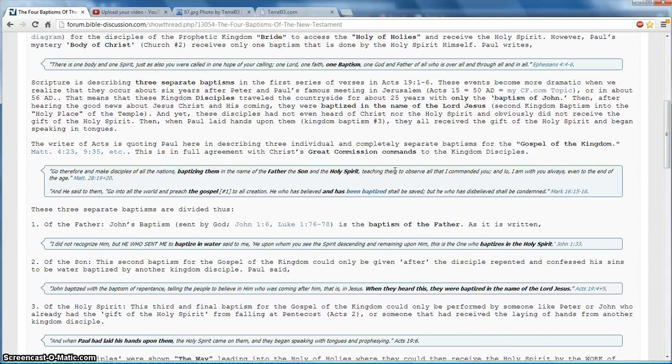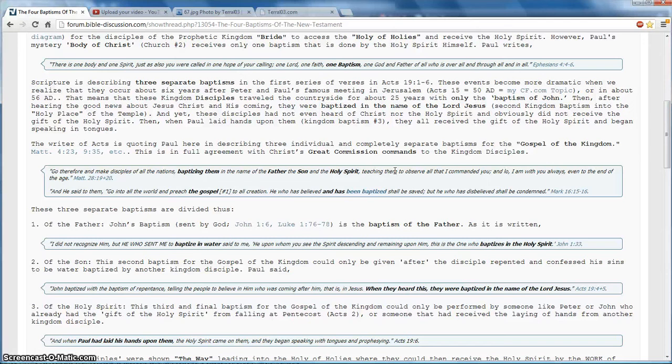See, the Spirit of the Father is reaching across with the water, two witnesses holding hands. Jesus Christ stands underneath that holding of the hands. He says, "I did not recognize him, but he who sent me to baptize in water said to me, 'He upon whom you see the Spirit descending and remaining upon him, this is the one who baptizes with the Holy Spirit.'" Baptism number three, the Holy Spirit.